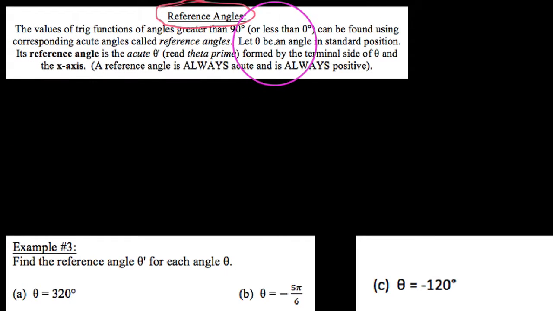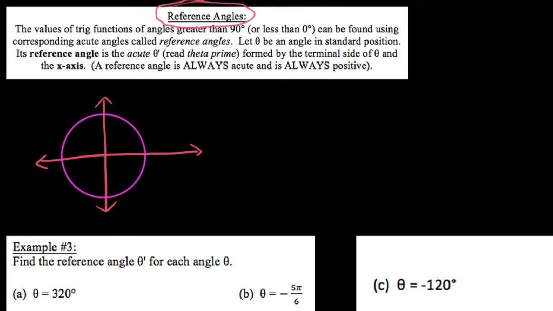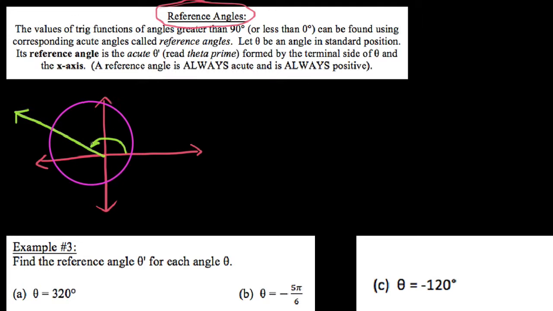By definition, we say let theta be an angle in standard position. Let's go ahead and sketch a picture of some random angle theta in standard position. Let's have it terminate in the second quadrant right here. So here's our angle theta. This angle theta has a reference angle associated with it. We say its reference angle is the acute angle theta prime.